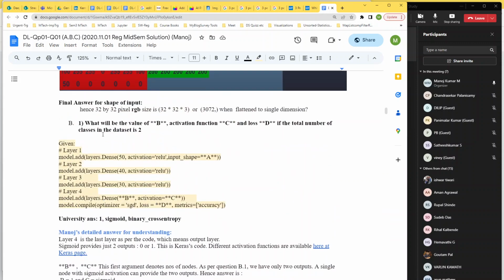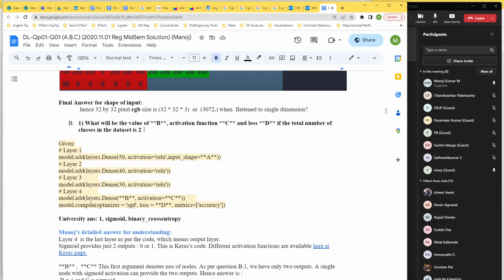So here this is the B1. First question, inside the B there are two questions. Okay, what will be the value of B, activation function C, and loss function D if the total number of classes in the dataset is 2? So here this is the dense layer, the output layer, and we need to find the number of nodes, right? B is the number of nodes, right? Yes. And activation we need to find.